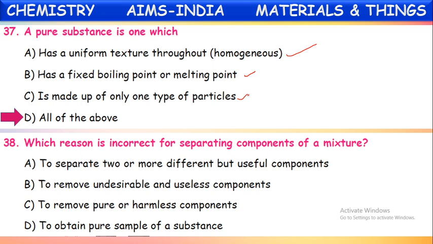See the options given. To separate two or more different but useful components, of course it is correct. To remove undesirable and useless components, yes it is also correct. To remove pure or harmless components, to obtain pure samples. Actually, to get the pure or harmless components, we do separations, but not to remove the pure and harmless components. So, we need those pure or harmless components. Now, this is incorrect about the separations of the components.